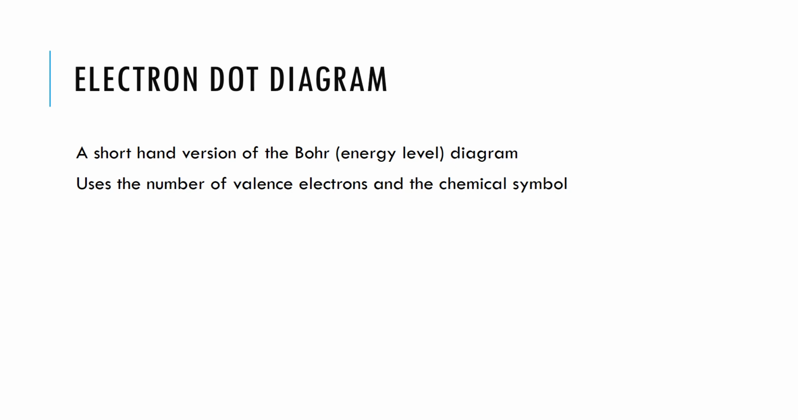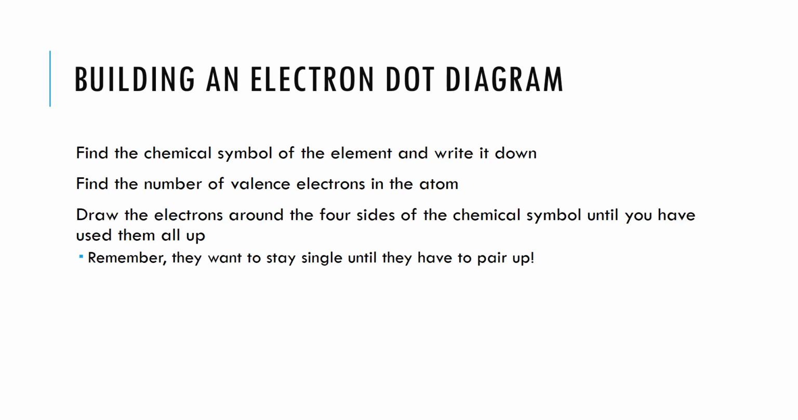Basically all we have to have is the chemical symbol and to know the number of valence electrons. So if we find the chemical symbol, we write it down. We'll do an example on the next slide, but let's say we have oxygen, we write down an O. Then we find the number of valence electrons, which we just determined was 6. Then we draw the electrons around the 4 sides of the chemical symbol until we have used them all up. One rule is that they want to stay single until they pair up. I'm going to show you this on the next slide with a drawing.